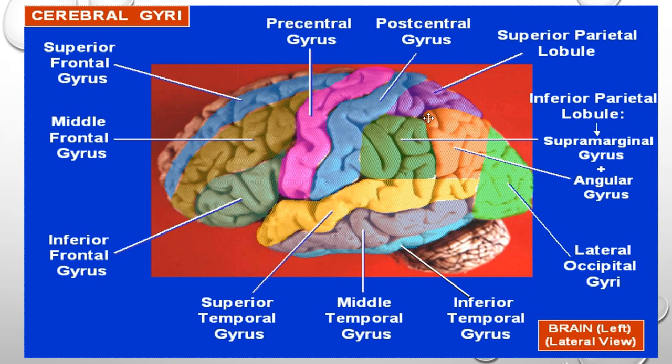Next is the inferior parietal lobule. The inferior parietal lobule is situated below the intraparietal sulcus. Here we can see the inferior parietal lobule. It has two gyri: the supramarginal gyrus here and the angular gyrus.